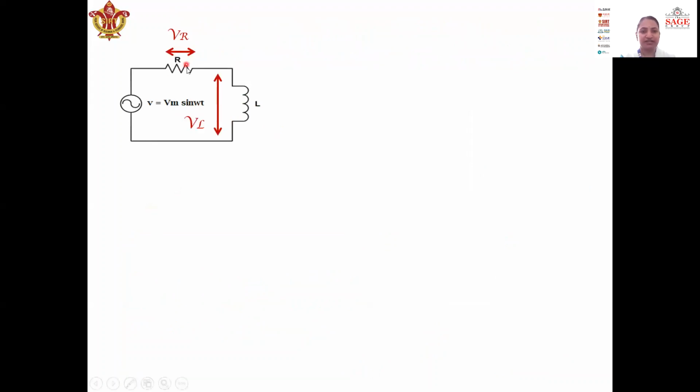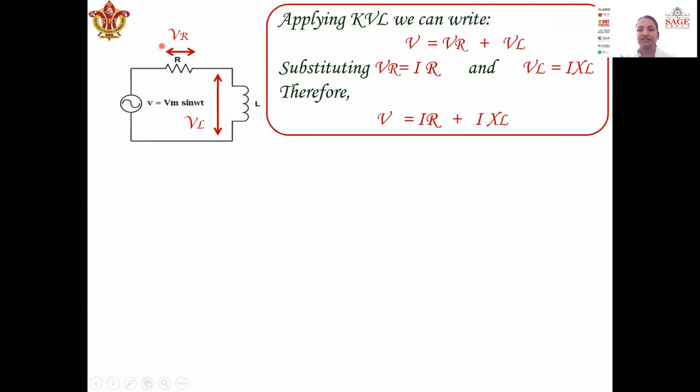So we already have this VL and VR, and the resultant voltage which we have calculated in the phasor diagram. Let's do it mathematically. The vector sum V is equal to the vector sum of VR plus the vector sum of VL. We already know that VR is equal to I into R and VL is equal to I into XL. So when we calculate V, it would be I into R and I into XL.